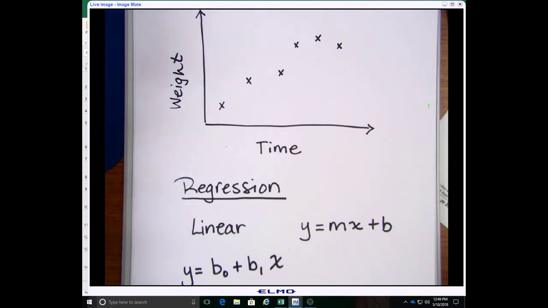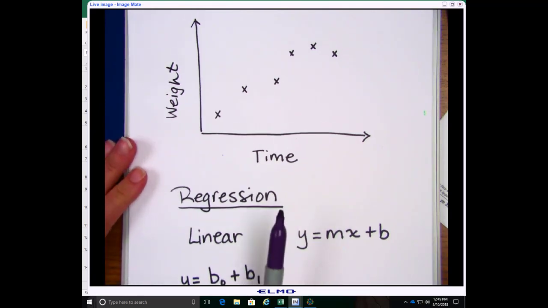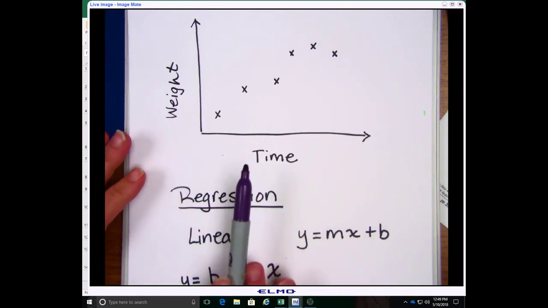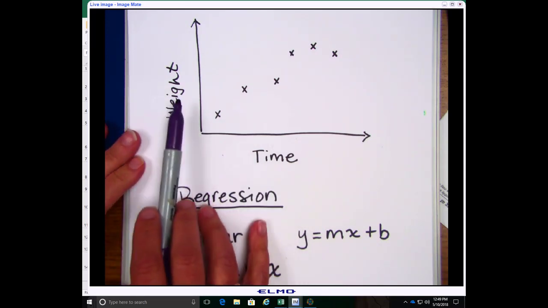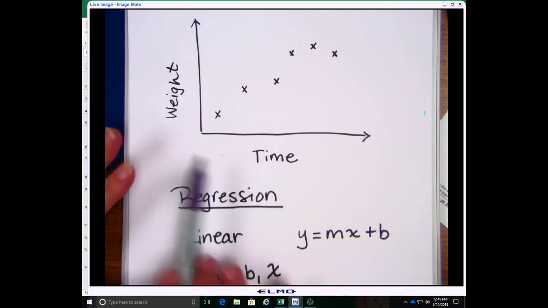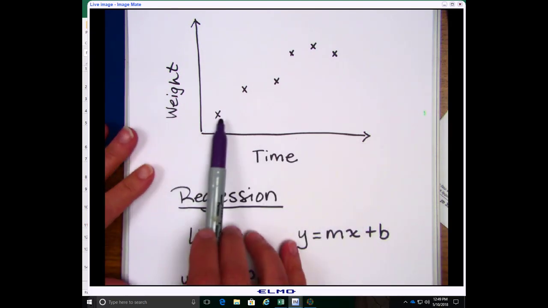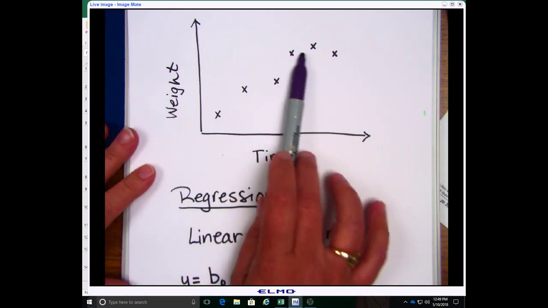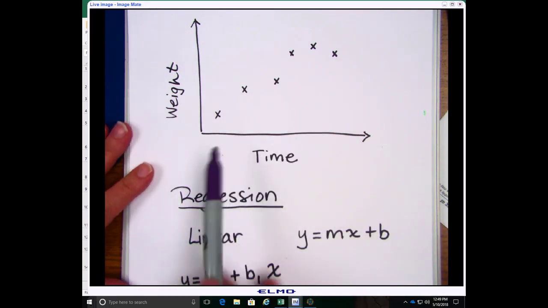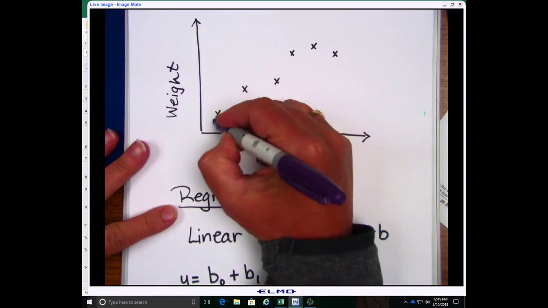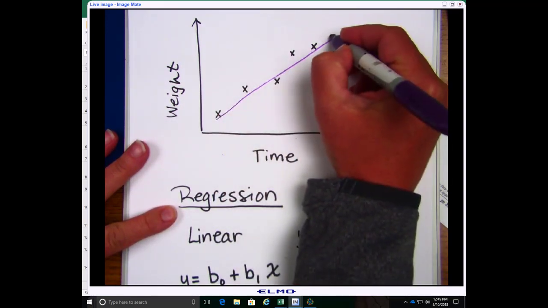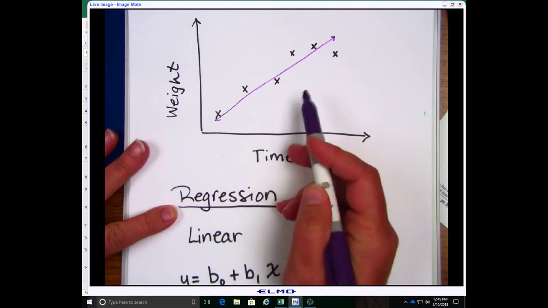Hi, in this video we're going to talk about regression. Now regression is just a fancy word for fitting a line or another curve to a set of data that you may have. So for example, if I had, say, weight over time of some growing animal and I made these observations, you can see that they don't fit exactly on a line, but what regression analysis would allow me to do is come in here and approximate the best fit for this line.